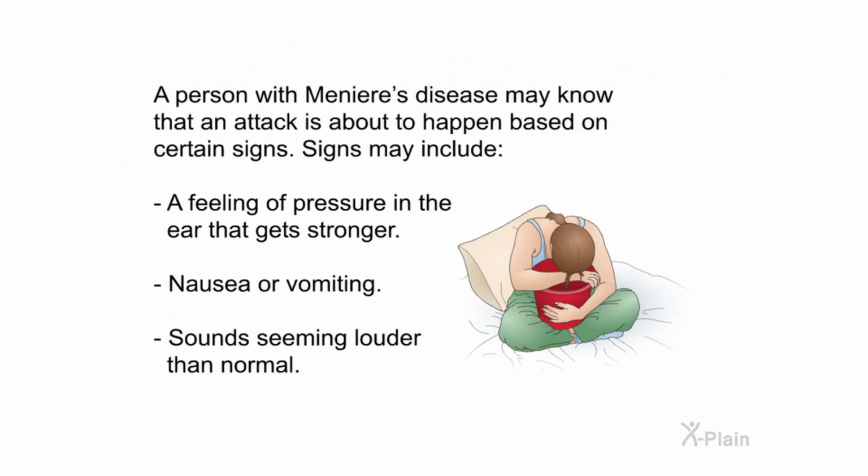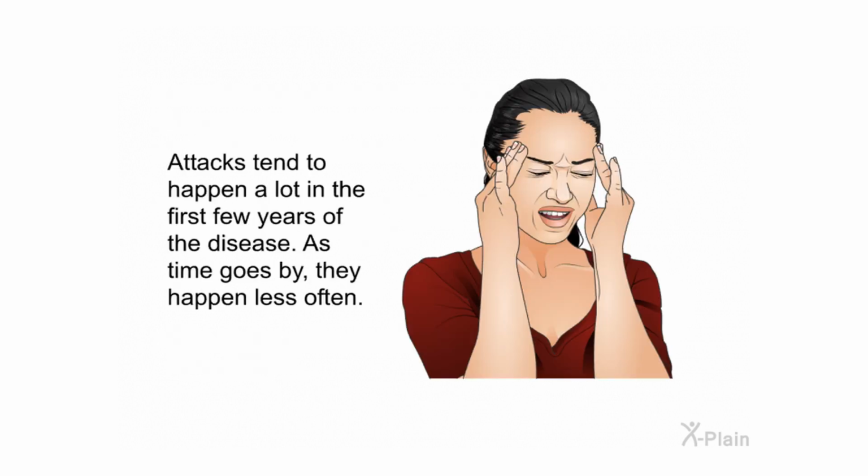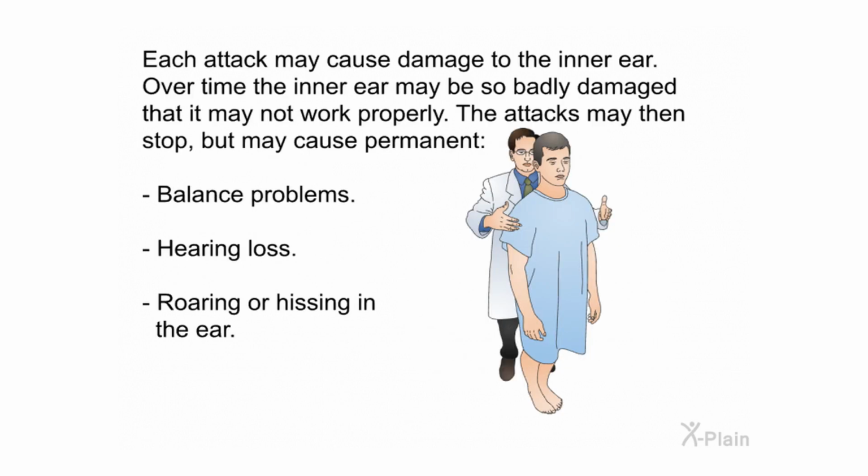A person with Meniere's disease may know that an attack is about to happen based on certain signs. Signs may include a feeling of pressure in the ear that gets stronger, nausea or vomiting, sounds seeming louder than normal. Attacks tend to happen a lot in the first few years of the disease. As time goes by, they happen less often. Each attack may cause damage to the inner ear. Over time, the inner ear may be so badly damaged that it may not work properly. The attacks may then stop, but may cause permanent balance problems. Hearing loss, roaring or hissing in the ear.